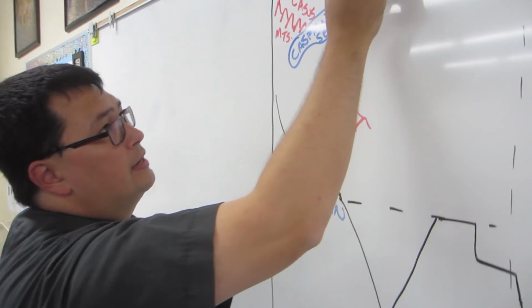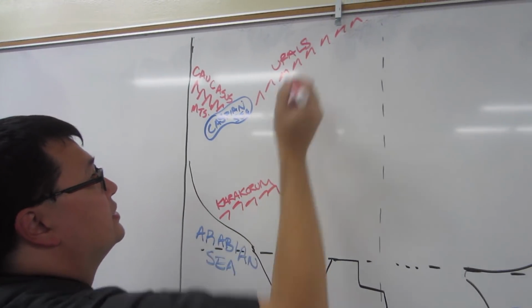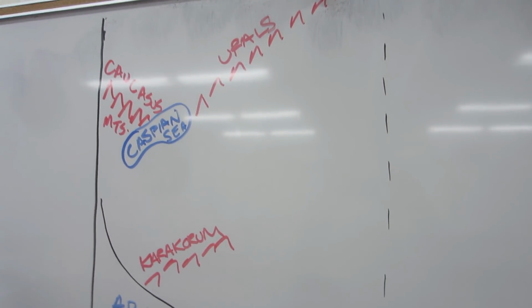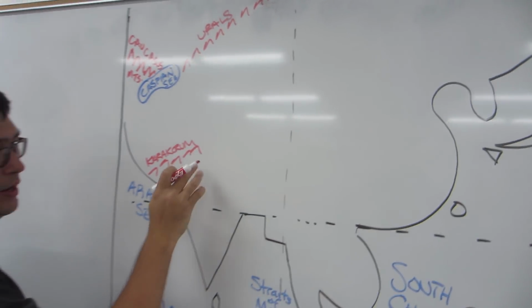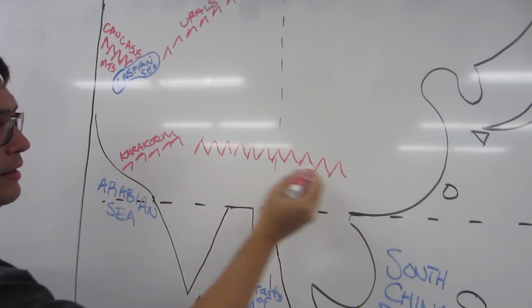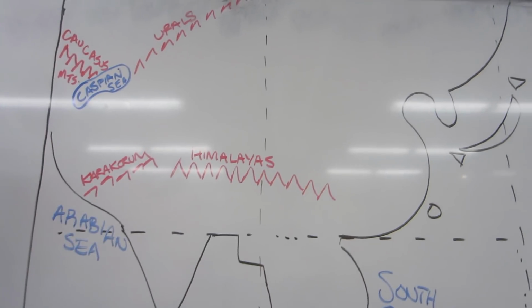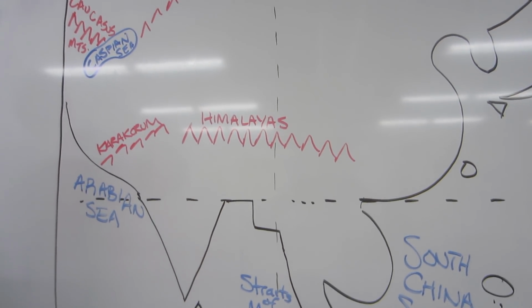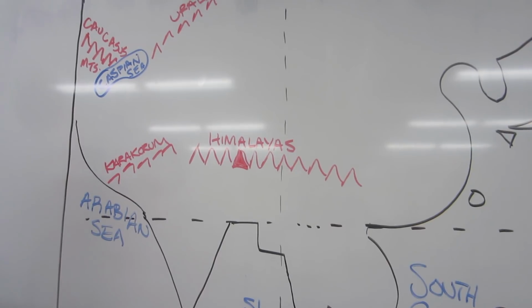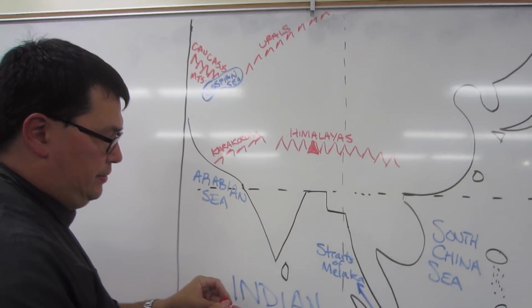Now we have 2 new ones to add. The first are the Urals, and they rise out of the Caspian Sea and head up this way. Urals, the Urals. And if you notice, the Caucasus and the Urals together make sort of a check mark. And then next, across the belt of Asia, is the world's tallest mountains. And these are the Himalayas, and they include Mount Everest, which is the world's tallest mountain. So those are our 4 mountain ranges: Caucasus, Urals, Karakoram, and Himalayas.